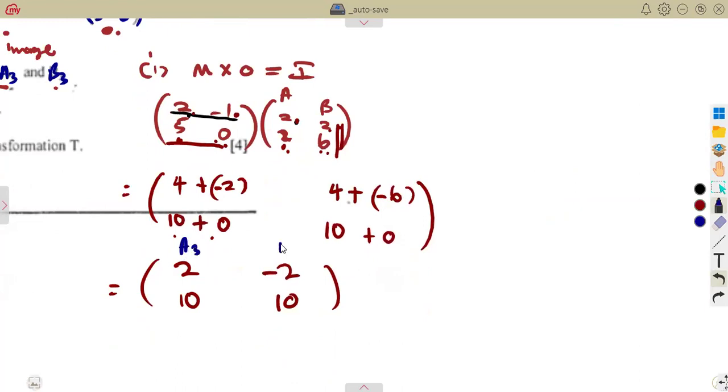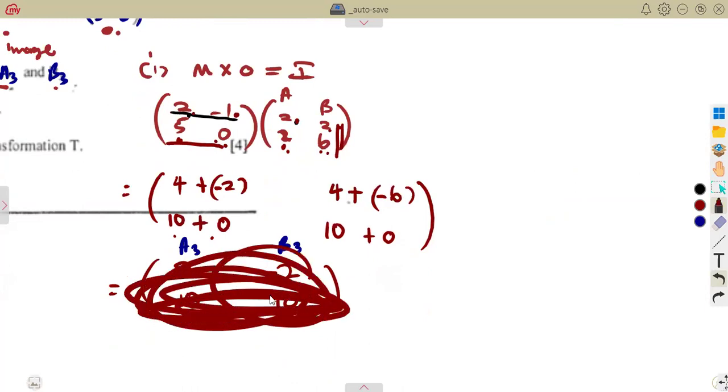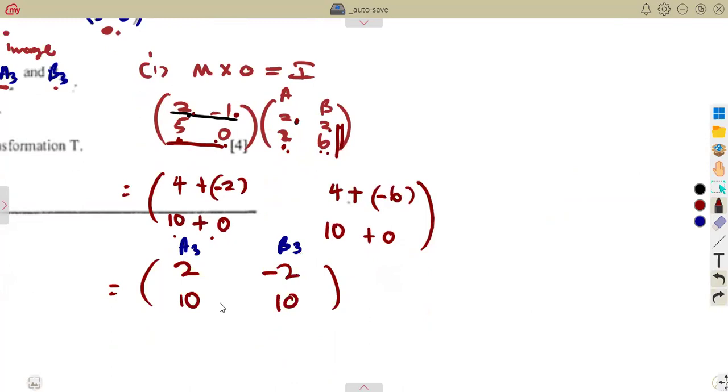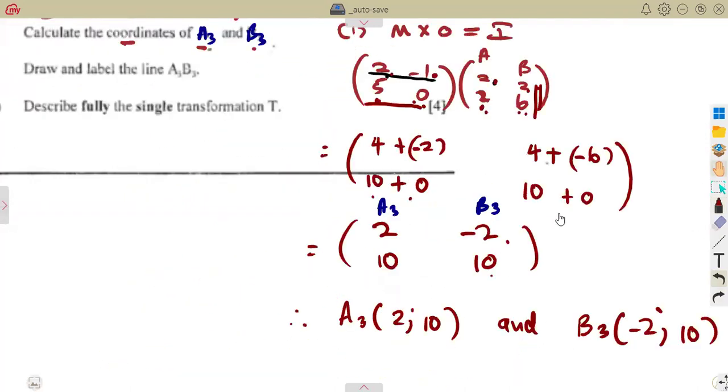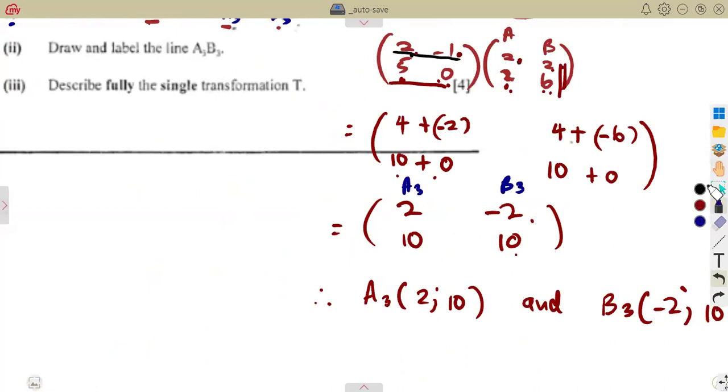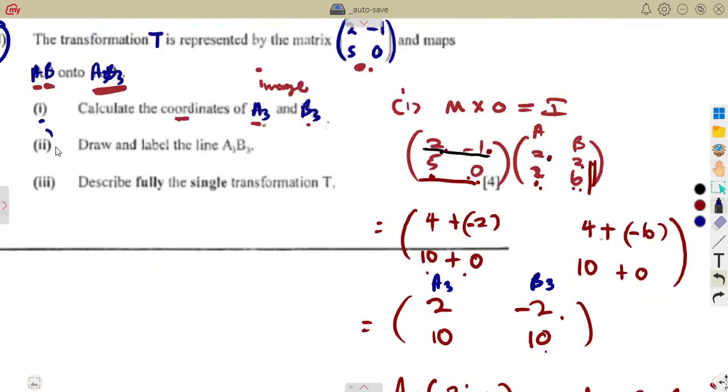So that will be our A3, and this will be our B3. So the coordinates, you do not leave it as a matrix like this. That's a matrix. The coordinates, therefore, we are talking about the points A3 being 2 versus 10, X versus Y. That's a point. And B3 as a point also, that is X being negative 2 and the Y value being a 10. So that is it. So the question there was to calculate the coordinates only.